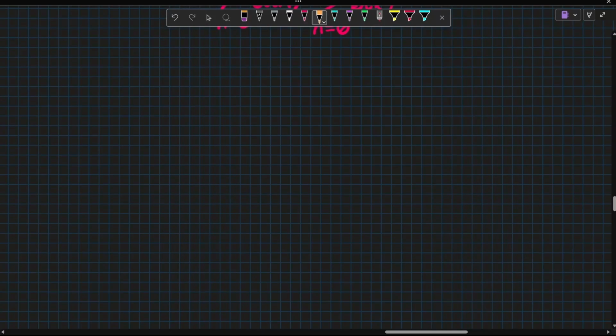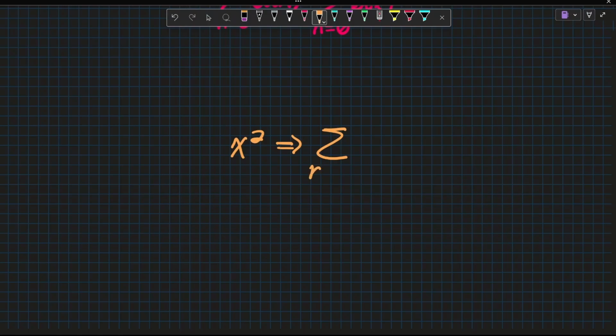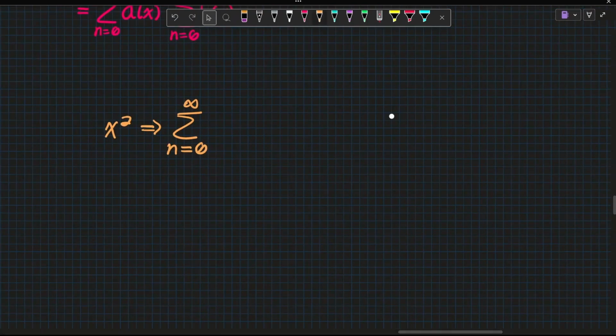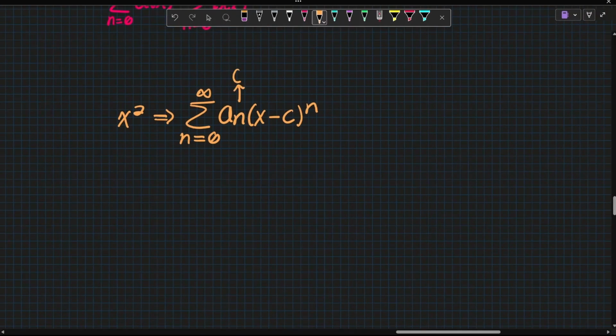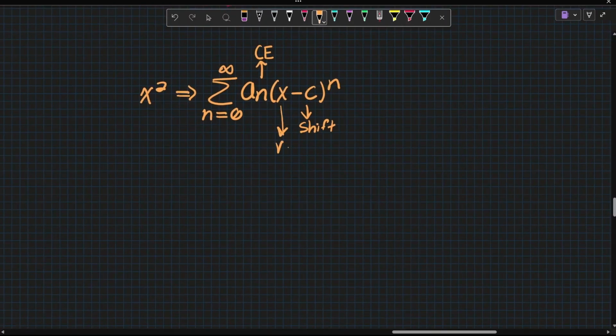Okay, we have x squared and you want to express it as a power series. How do we do that? So x squared can be represented using the general formula, a of n times x minus c to the power of n, right? Where a of n is some coefficient, and then c is some, I guess we'll call it shift, and x is the variable, right?